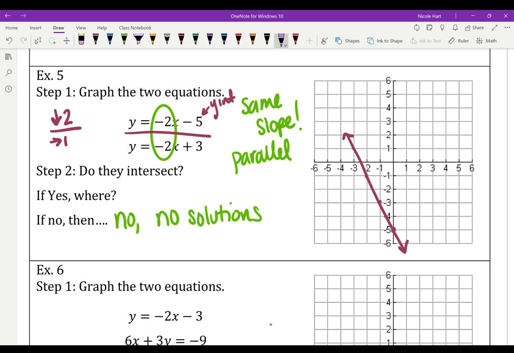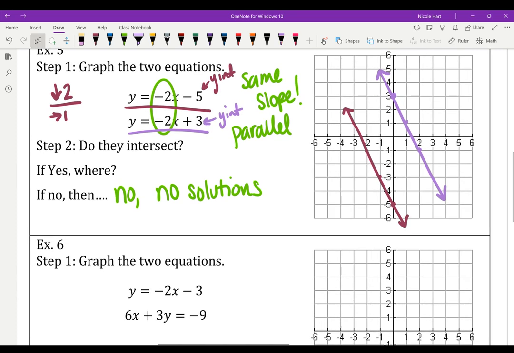Then I look at my second equation, y equals negative 2x plus 3. We have a y-intercept of 3, so positive 3. And then we're going to go down 2, 1, 2, to the right 1, down 2, to the right 1. And we notice that those lines are never going to cross each other. They are parallel. Therefore, we have no solutions to this situation.